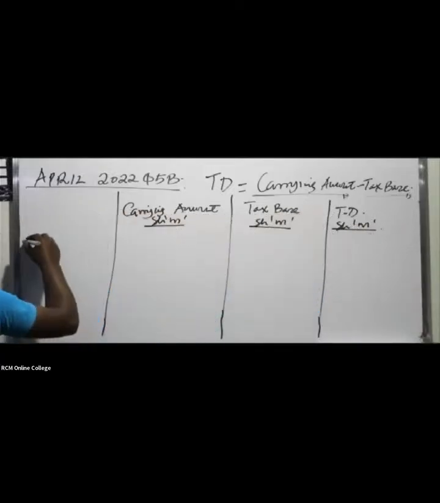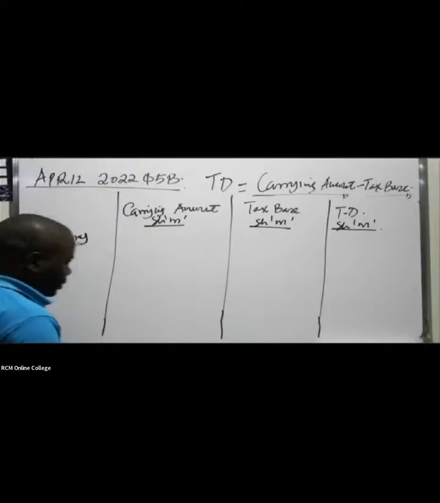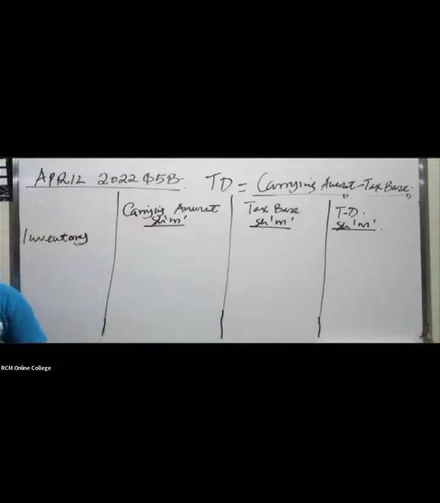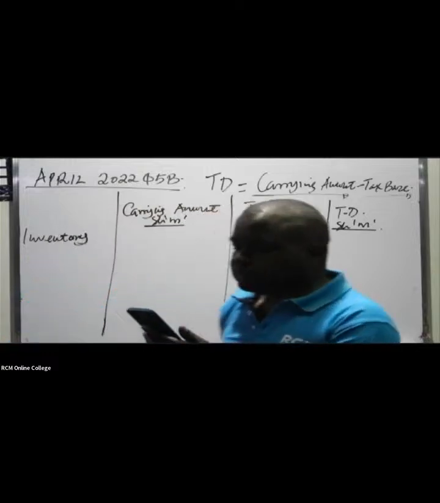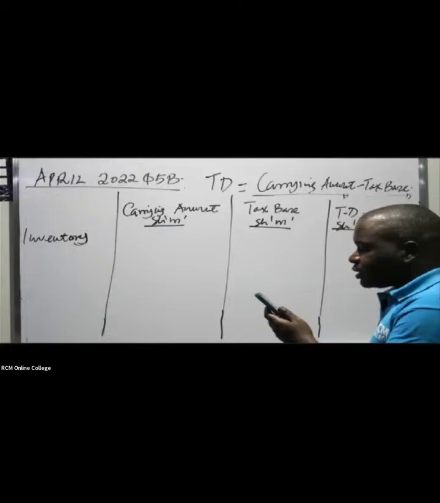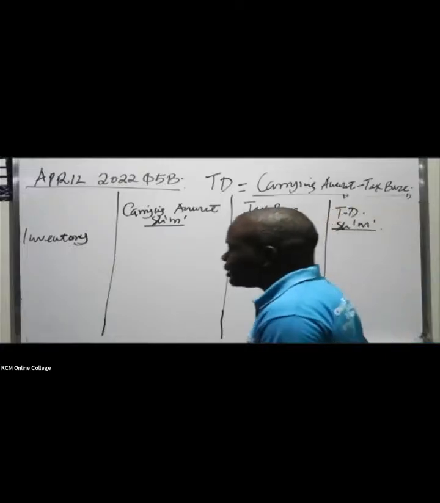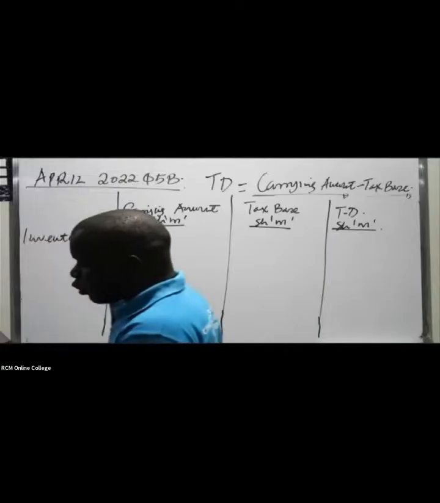So the first item there is inventory. You need to be very careful as we go through those statements. You're told inventory is stated in the financial statements at the lower of cost and net realizable value. What they have presented in the financial statements, you compare two figures, the NRV and the cost, and you take the lower.